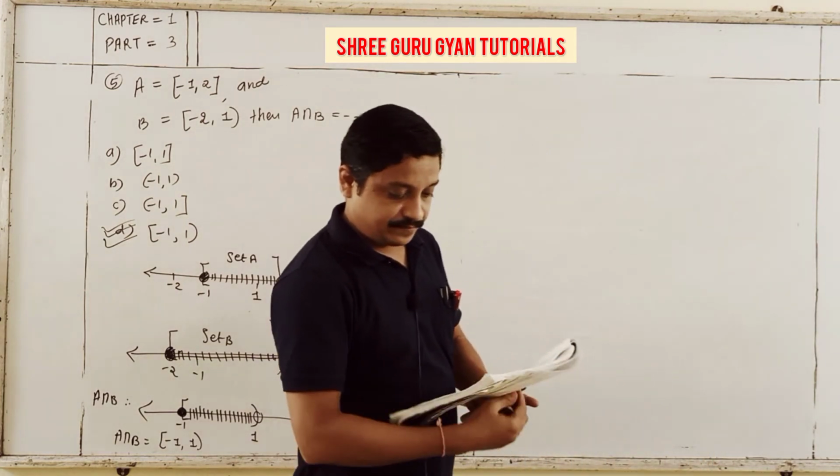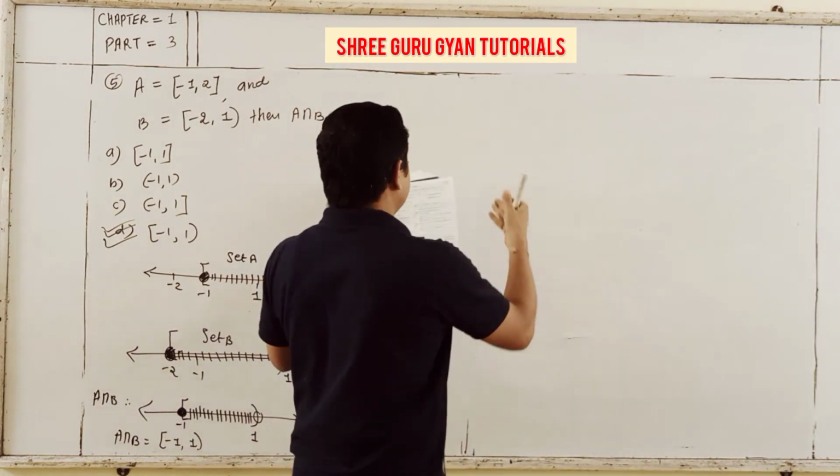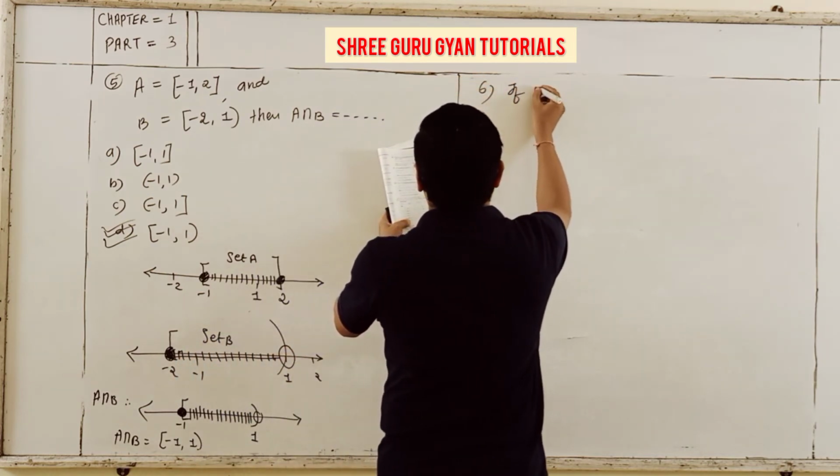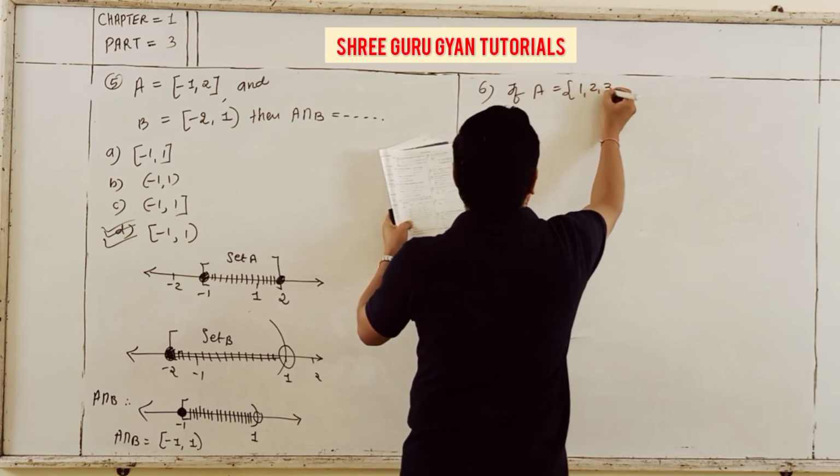In the sixth one, A and B are given. Set A is 1 2 3 4.